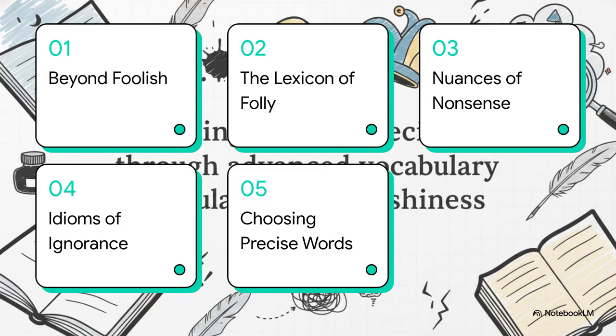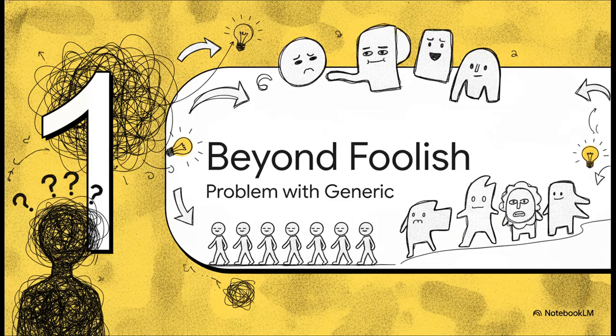Here's a quick look at our roadmap for today's lesson. We'll start with Beyond Foolish and Dumb, move into the Lexicon of Folly, explore the nuances of nonsense, look at idioms of ignorance, and wrap up with choosing precise words. All right, jumping right into Section 1, Beyond Foolish and Dumb, the problem with generic words.